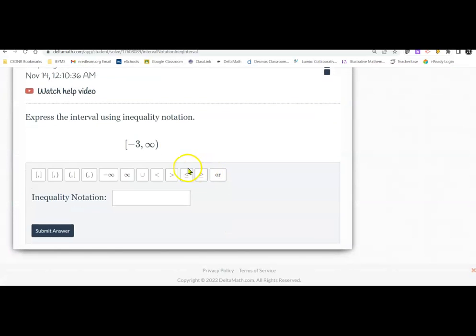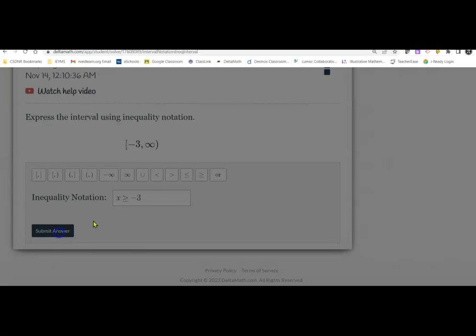Inequality notation and interval notation. Now they want you to express using inequality notation, which is what we were just practicing. So I can be -3 to infinity. So x can be anything that is greater than or equal to -3. Why am I using a greater than or equal to? Because it's a bracket, and because I can go all the way to positive infinity.